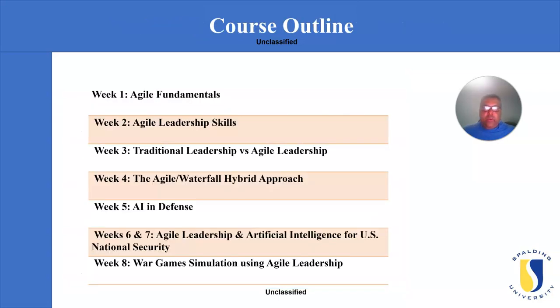So this is the course outline. In week 1, we'll be covering Agile fundamentals. In week 2, Agile leadership skills. In week 3, traditional leadership and Agile leadership. In week 4, Agile/waterfall hybrid approach. In week 5, we're going to cover AI, artificial intelligence in defense. Weeks 6 and 7, we'll cover Agile leadership and artificial intelligence for U.S. national security. In week 8, we'll do a war game simulation using Agile leadership.